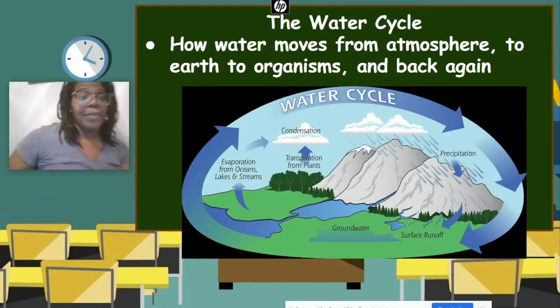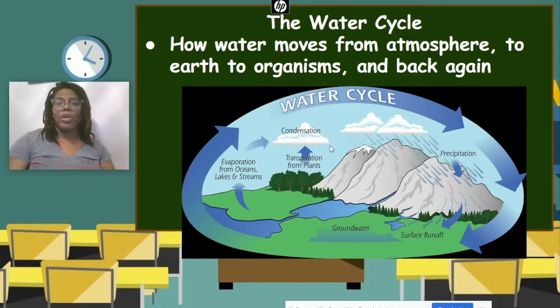In fifth grade, you begin to learn about the water cycle. And the water cycle tells us how water moves from the air in the atmosphere back to the surface of the earth, on the ground, in rivers and oceans, and also how it moves through living organisms like the trees that you see here, or even animals and other organisms like mushrooms. How water moves through all these things and goes back and forth over and over again.